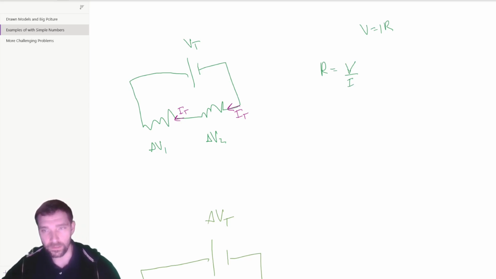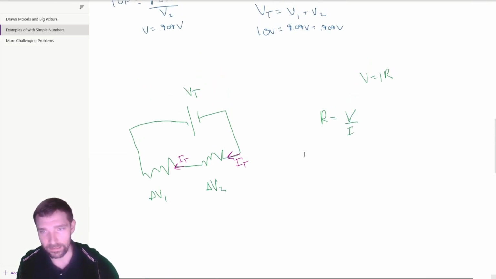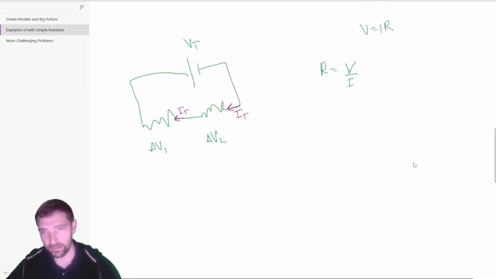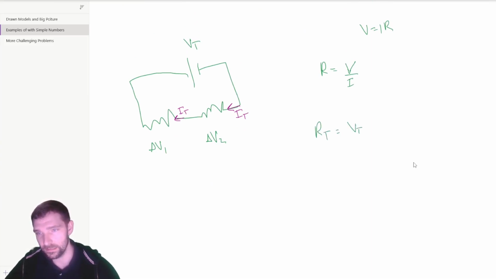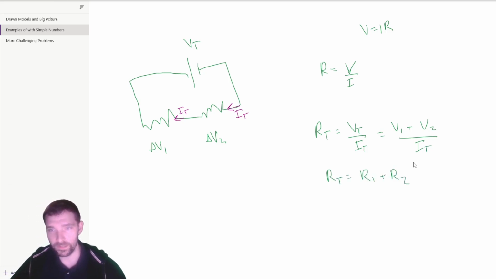And so if we look here, we've got the same I going across the two when they're in series here. So this is the relatively easy one. We're starting off with the easier calculation. So RT is equal to the VT over the IT, and IT is constant. So you can just say that this is V1 plus V2 over IT. And so long story short, the RT is equal to R1 plus R2. So it's not too bad.